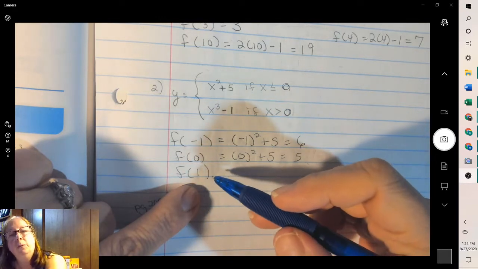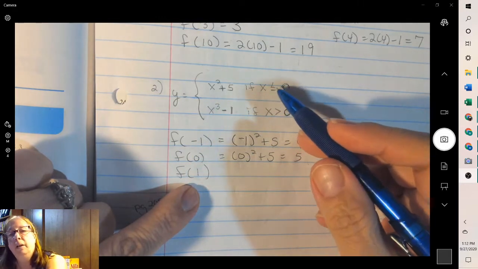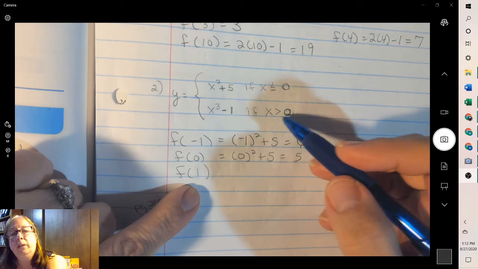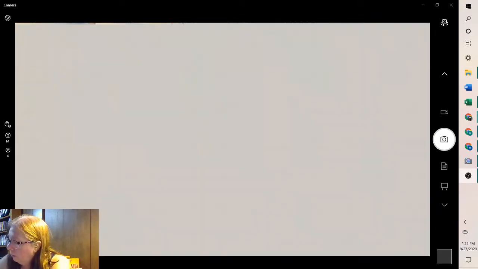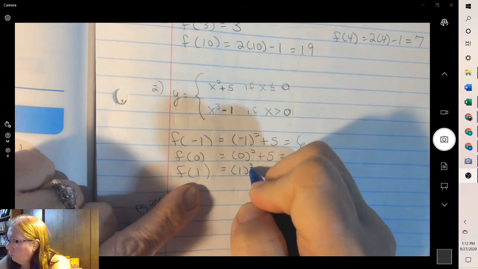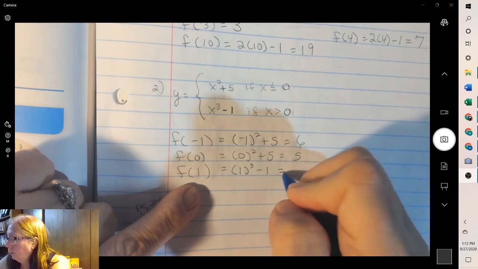Last one I put here was 1. 1 is not less than or equal to 0. It is greater than 0, so it would use the bottom one. 1 cubed minus 1 is 0.